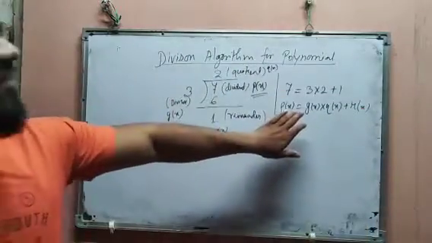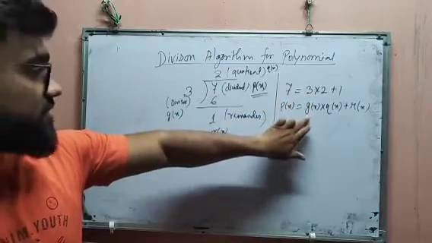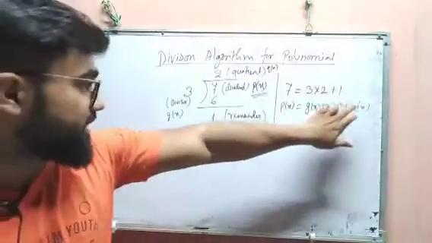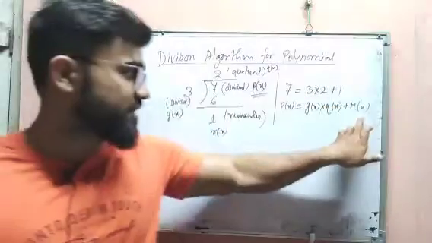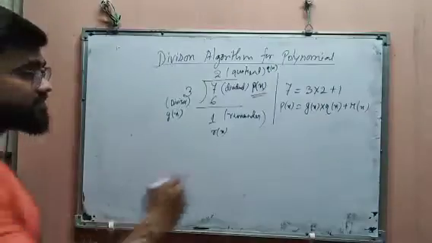Here we have taken 7 as the polynomial p(x), 3 is considered as g(x), another polynomial, the quotient 2 is also another polynomial, and the remainder 1 is also another polynomial. So this is the division algorithm.